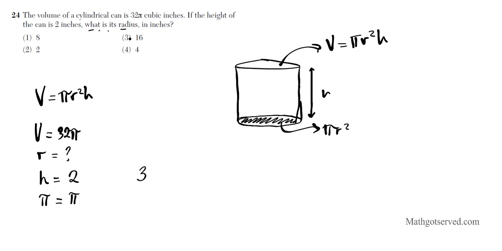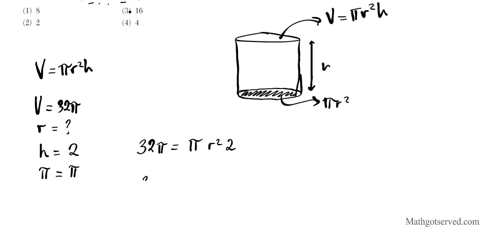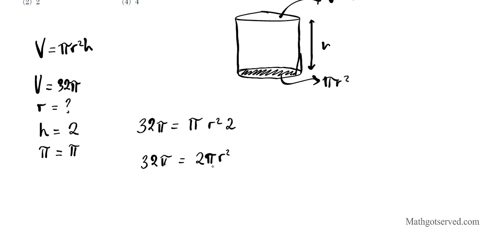So we're going to have 32 pi equals pi times r squared, and the height is 2. Okay? Let's rewrite this in standard form. We're going to have 32 pi equals 2 pi r squared. The constants come before the variable. All right, to get r by itself is a two-step procedure.